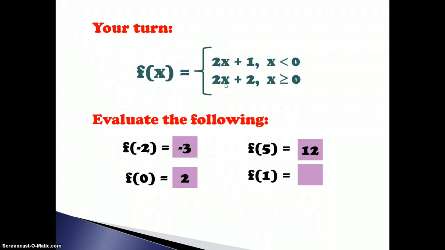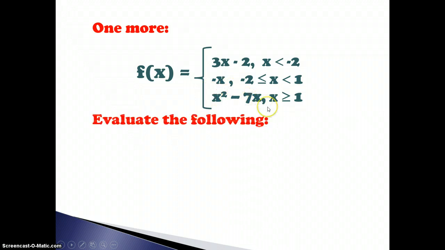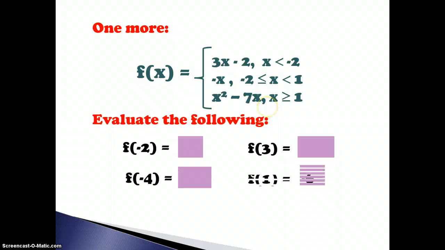And then the last one, f of 1. Again, 1 is greater than 0, so I'm going to use my second function. 2 times 1 is 2, plus 2 is 4. Good job. Now let's try one more. This one now, we have f of x is equal to 3x minus 2 when x is less than negative 2, or negative x when x is greater than or equal to negative 2 and x is less than 1. And when x is greater than or equal to 1, our function is x squared minus 7x. So, try these on your own. Pause the video, let me know what you get.